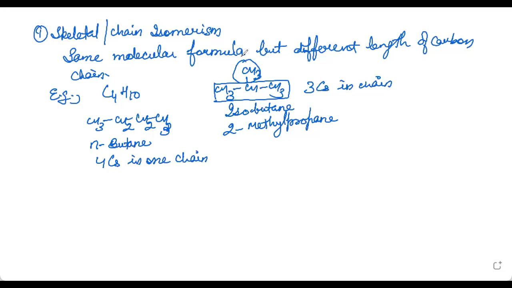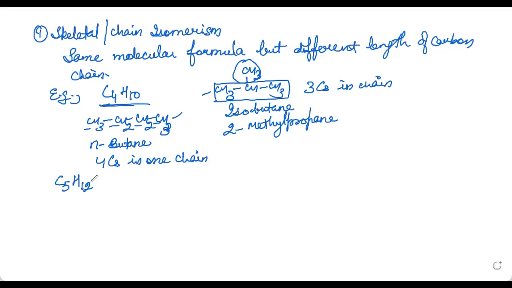The length of the carbon chain will be different, although if you count the number of carbon atoms and the number of hydrogen atoms in this molecule and this molecule, it is going to be C4H10. Now let us take one more example.